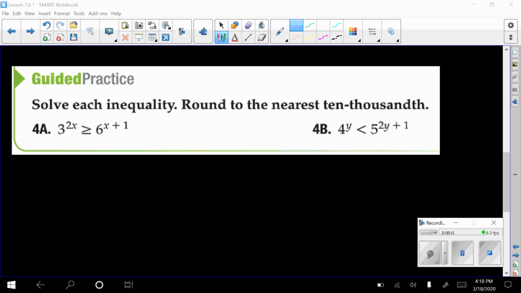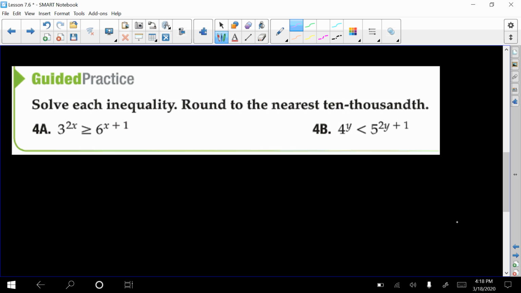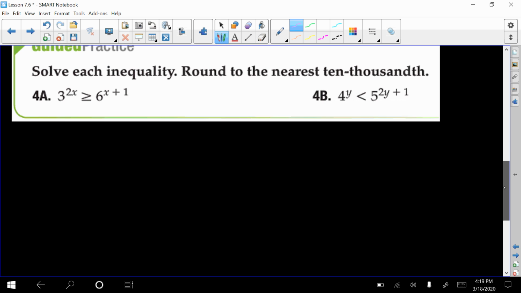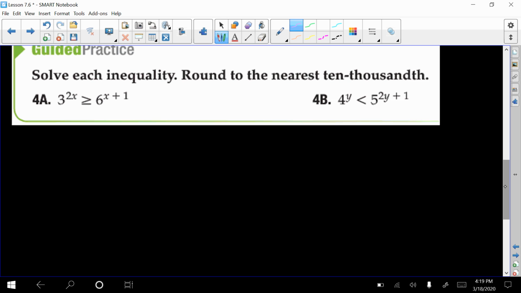Okay, example 4. We're going to look at solving inequalities now instead of equations, although the same techniques are going to be used. This one is going to be just a little bit harder. It's got quite a few steps. We're going to look at solving 4b out of this.